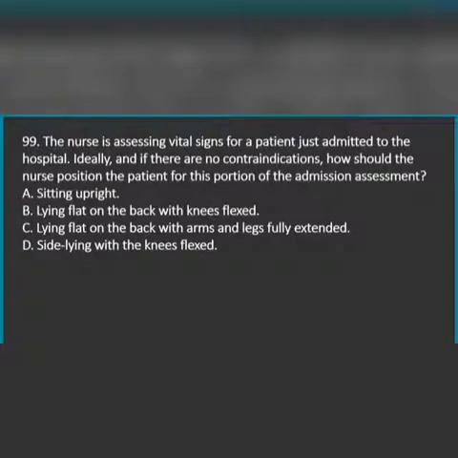Question 99. The nurse is assessing vital signs for a patient just admitted to the hospital. Ideally, and if there are no contraindications, how should the nurse position the patient for this portion of the admission assessment? A. Sitting upright. B. Lying flat on the back with knees flexed. C. Lying flat on the back with arms and legs fully extended. D. Side lying with the knees flexed.